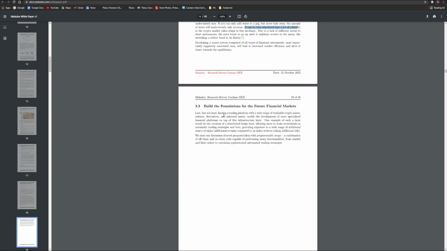And then last but not least, having a trading platform with a wide range of tradable crypto assets, indexes, derivatives, mirrored assets. So all these things that advanced traders will be interested in, enable the development of more specialized financial platforms on top of this infrastructure layer. One example of such a layer would be the creation of a distributed hedge fund, allowing users to stake investments in automatic trading strategies and bots, providing exposure to a wide range of additional sources of alpha.